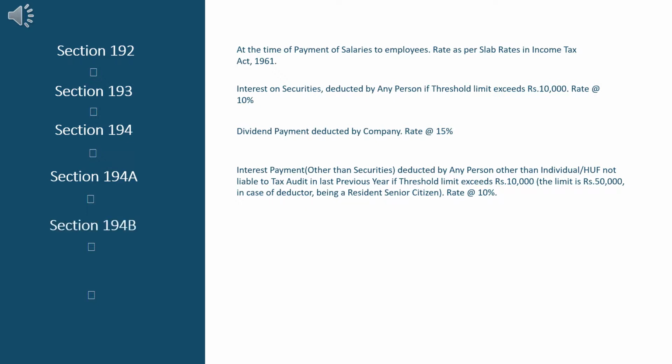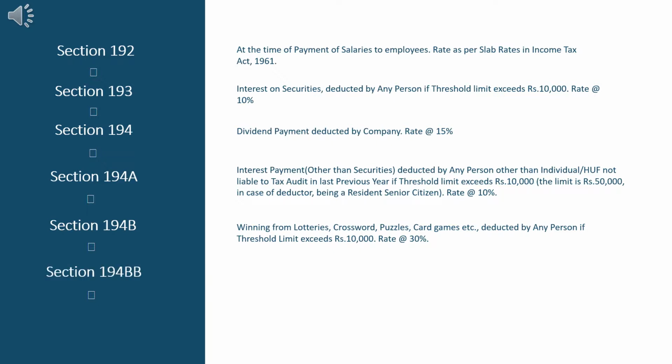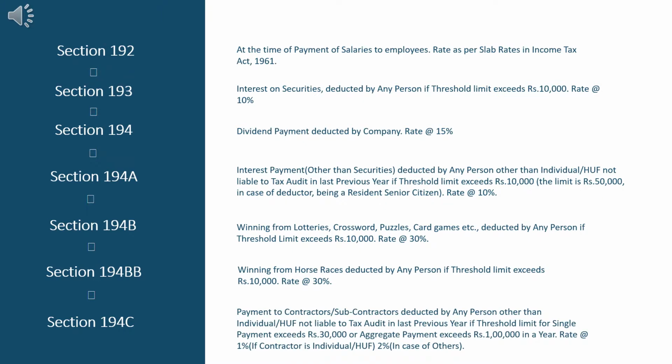Section 194B. Winning from lotteries, crossword, puzzles, card games etc. Tax to be deducted by any person, if the winning amount exceeds Rs 10,000. Tax rate at 30%. Section 194BB. Winning from horse races, tax to be deducted by any person, if the winning amount exceeds Rs 10,000. Tax rate at 30%.